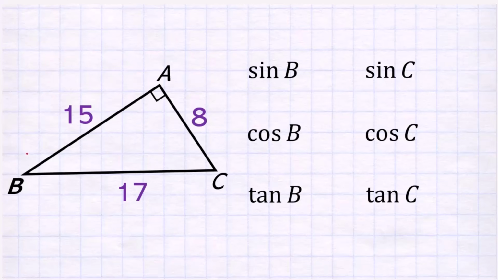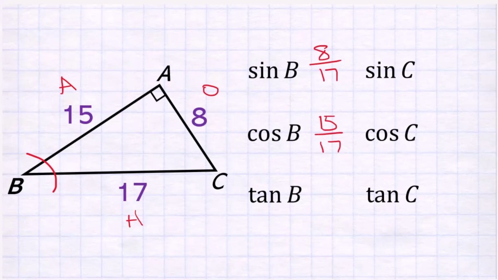If we start with B, we are standing right here. This is your opposite side. This is your adjacent side. The hypotenuse is always across from the right angle. This triangle is the one I said was a little tricky because when they get turned upside down, sometimes that can throw people off. Sine is opposite over hypotenuse, so this is going to be 8 over 17. Cosine is adjacent over hypotenuse, so this is going to be 15 over 17. And tangent is opposite over adjacent, so that's going to be 8 over 15.